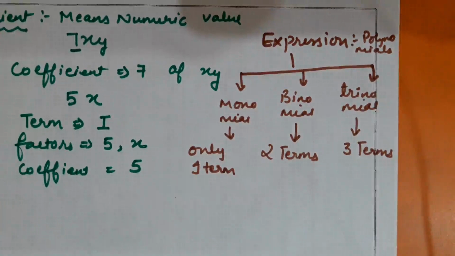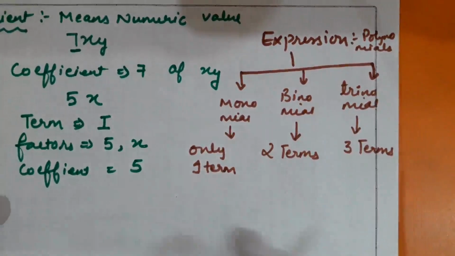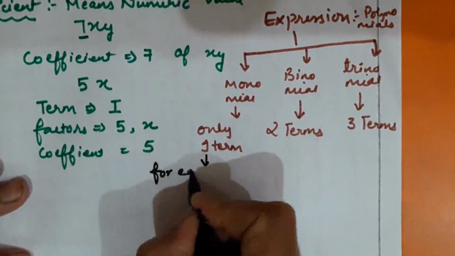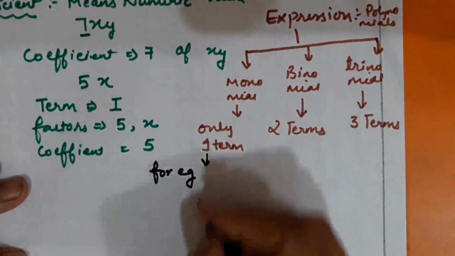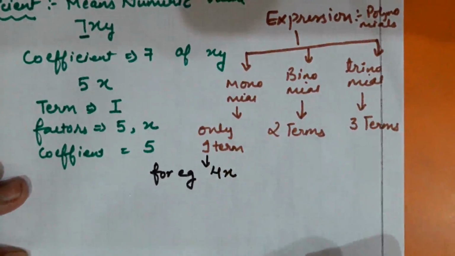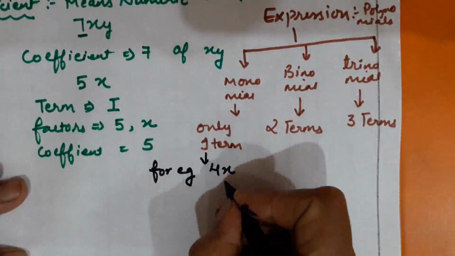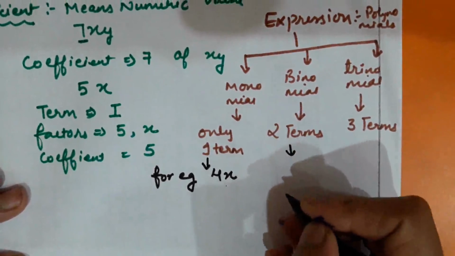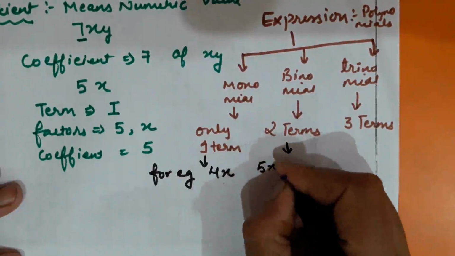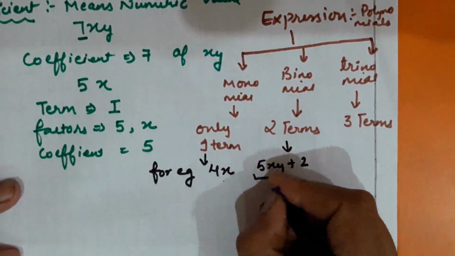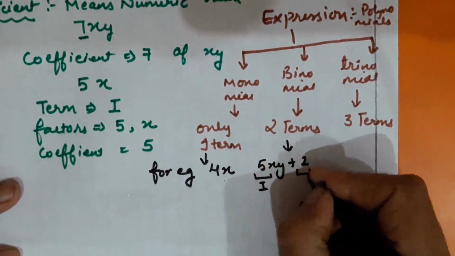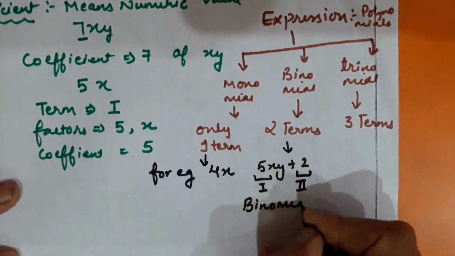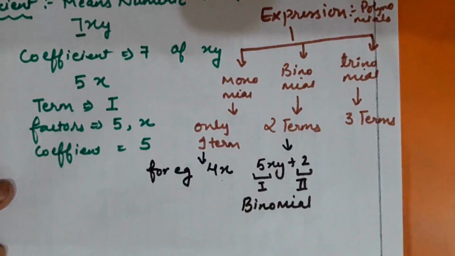Okay, so let's have an example of monomial. For example, if we are writing 4x, only one term is there, so this is an example of monomial polynomial. Let's take an example of binomial. If we are writing 5xy plus 2, 5xy is the first term and 2 is the second term. So this is the example of binomial, in which two terms participate.